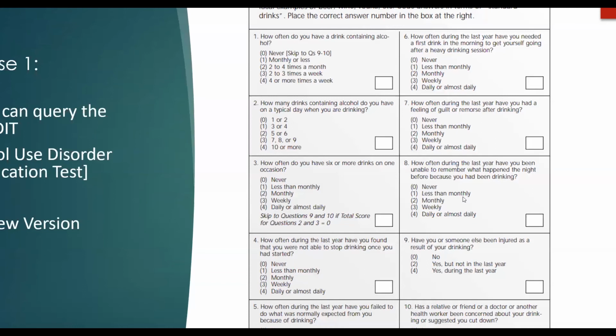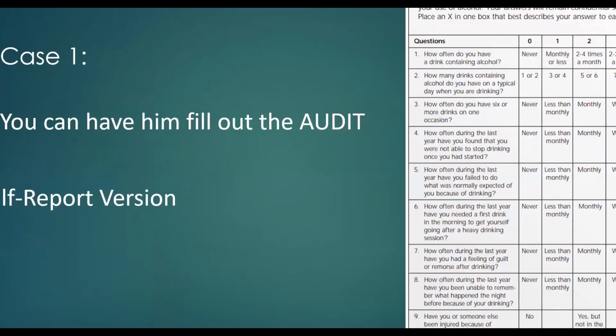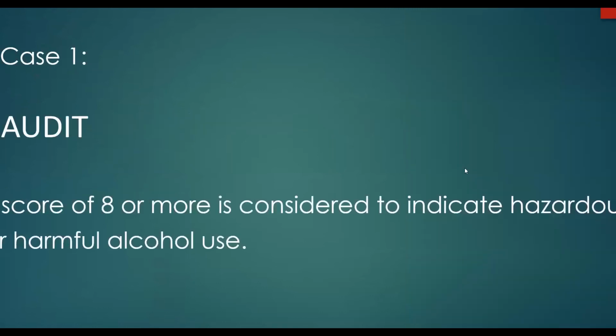Here's the AUDIT. You can have someone interview them. Again, I like the self-questionnaire. This is the self-report version. Have it on your computer. Have the patient sit down on the computer and fill it out. That's what we have them do at our facility. So again, the self-report version is very easy to use, and they can answer it, and it gives you an idea of where they're at. A score of 8 or more indicates hazardous or harmful alcohol use. So it's a good screening measure to determine if someone has a problem.